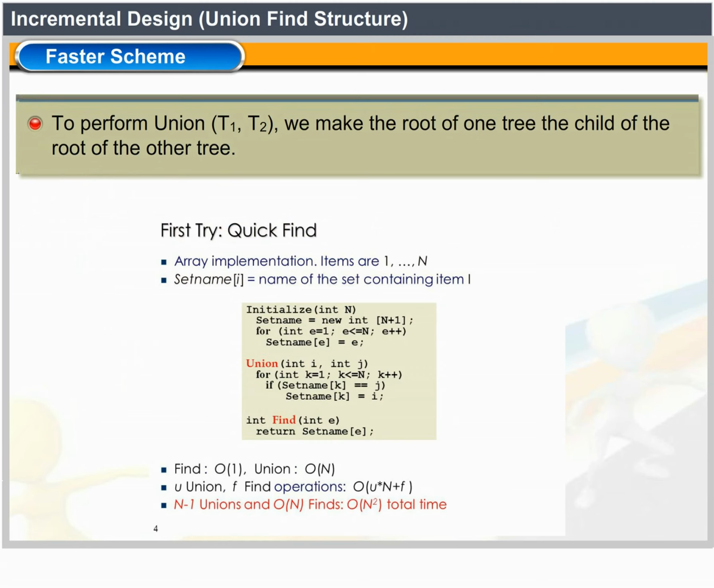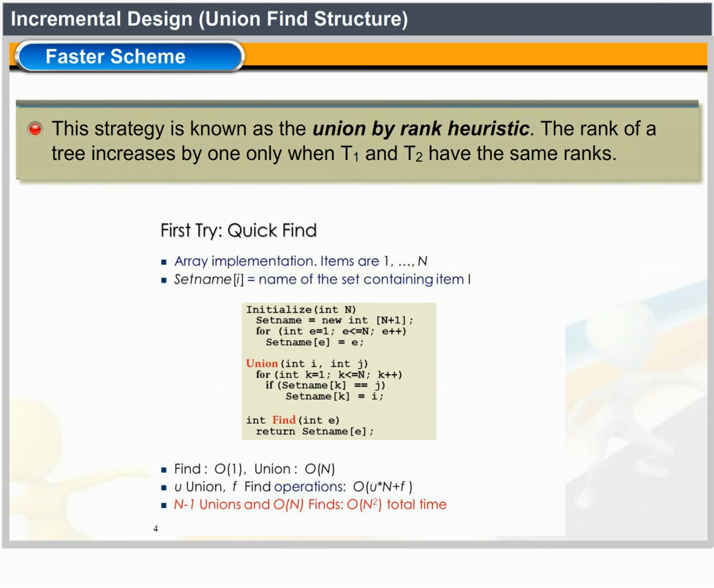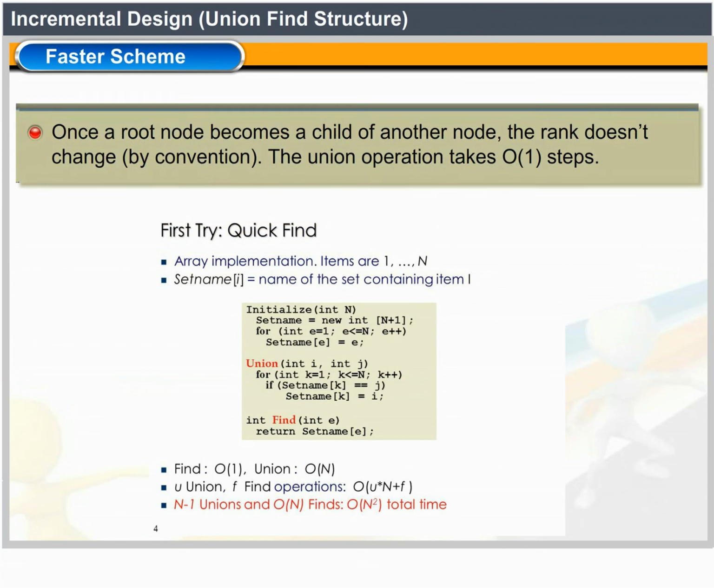To minimize the depth of a tree, we attach the root of the smaller rank tree to the root of the larger rank tree. This strategy is known as the union by rank heuristic. The rank of a tree increases by 1 only when T1 and T2 have the same ranks. Once a root node becomes a child of another node, the rank doesn't change, by convention. The union operation takes O(1) steps.